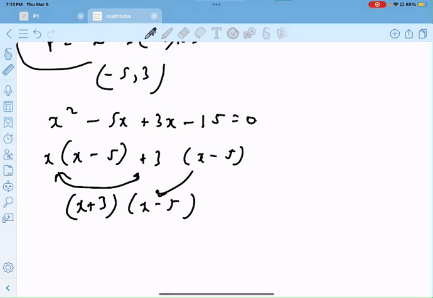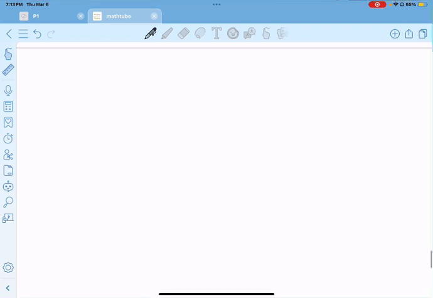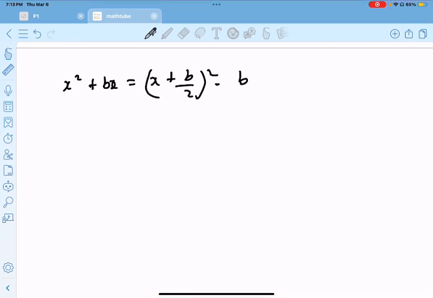Completing the square. When you're completing the square, there's a certain formula that we use. That formula is x squared plus bx is equal to x plus b over 2 whole squared minus b over 2 whole squared, okay?